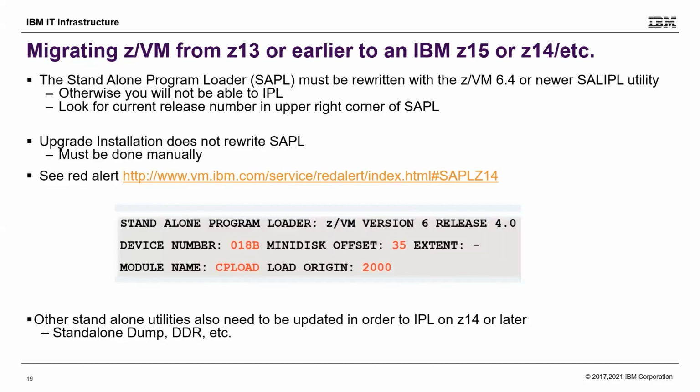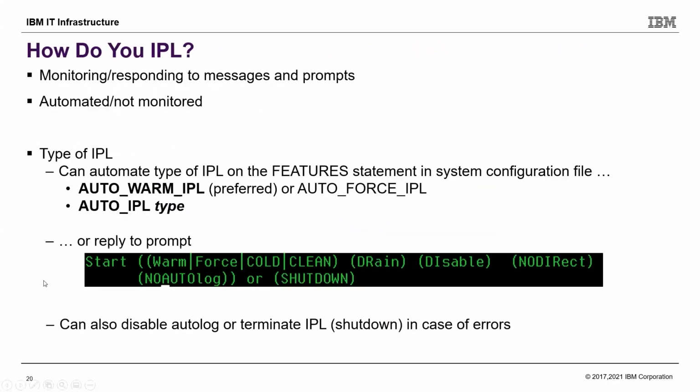There's a red alert for this out on the web page, and the way you can tell which version of the loader program you have is in the upper right corner of the menu that I just showed you. It will show you the version, and if it says version 6 release 4 or 7.1 or 7.2, you're good. If it's anything earlier than that, you're going to need to make sure you're updated. Okay, so now we're ready to IPL.